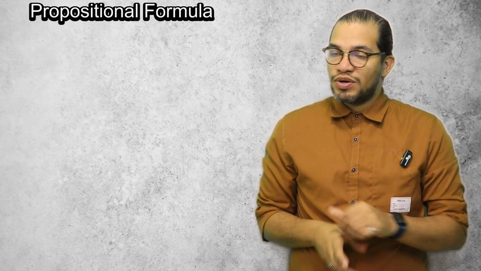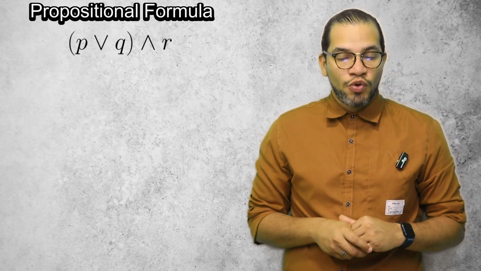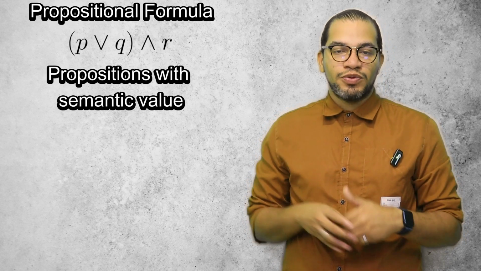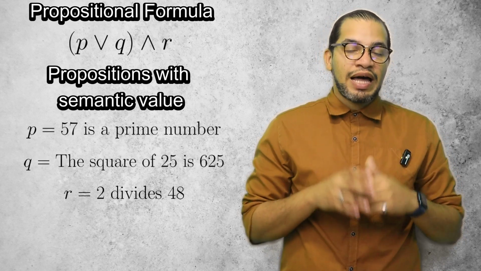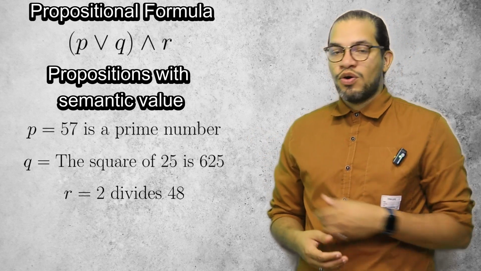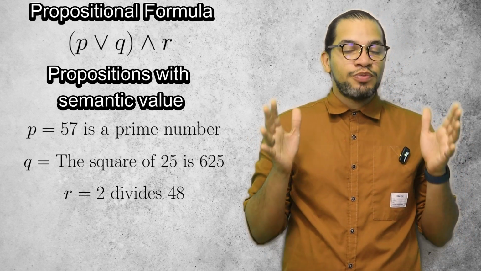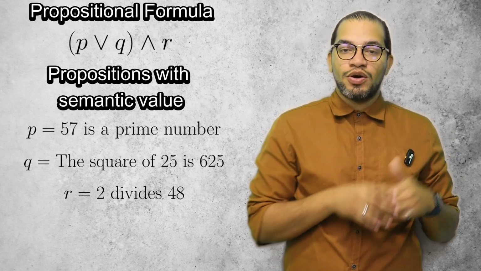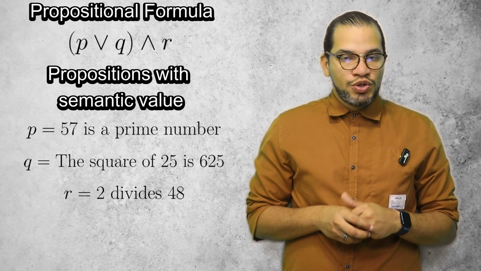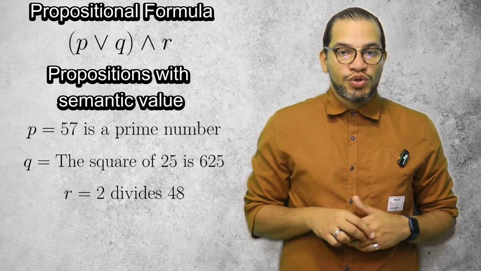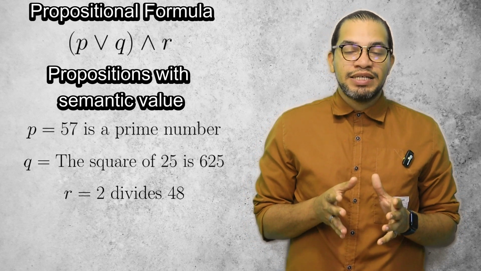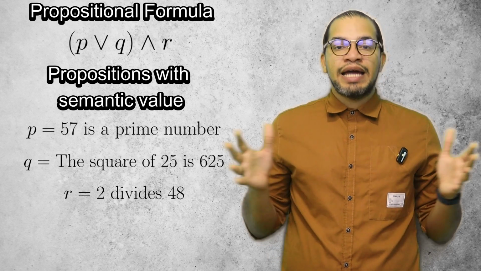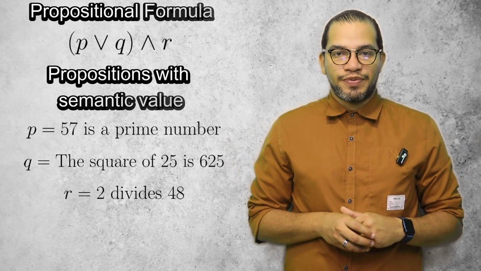Now, if we consider the following propositional formula and we substitute each of the propositional variables with a semantic value, for instance, the following, then the entire proposition is true because the proposition P or Q is true due to the fact that proposition Q is true and the proposition R is also true. Therefore, the entire proposition is true.